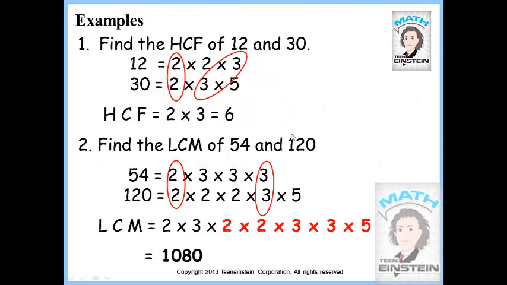So these are two examples. HCF of 12 and 30: first find the prime factors of both 12 and 30 and highlight the common prime factors. Then 2 times 3 is 6. LCM is done the same way. Get the common factors, then the ones which are not common in both, which are also highlighted in red color. Multiply all together, you get the LCM. Okay.